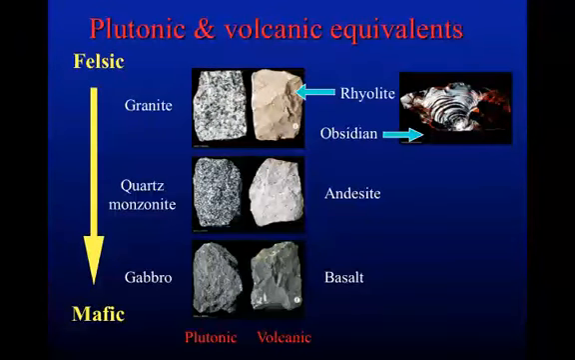So I've described these rock names to you, explained that the rocks on the left are plutonic rocks, the rocks on the right are volcanic rocks. We've got obsidian over there. It's also a volcanic rock with a glassy texture.